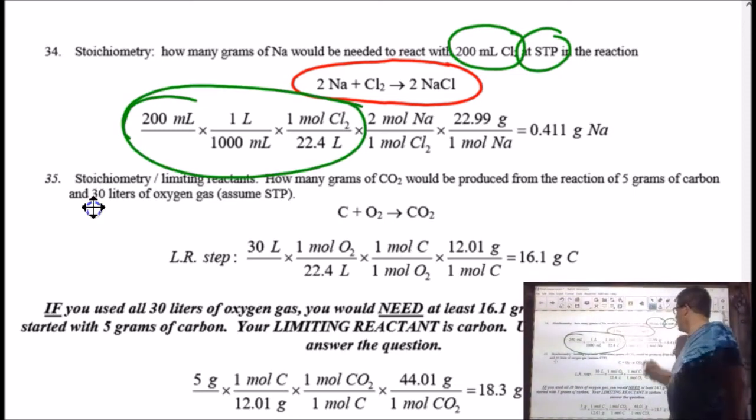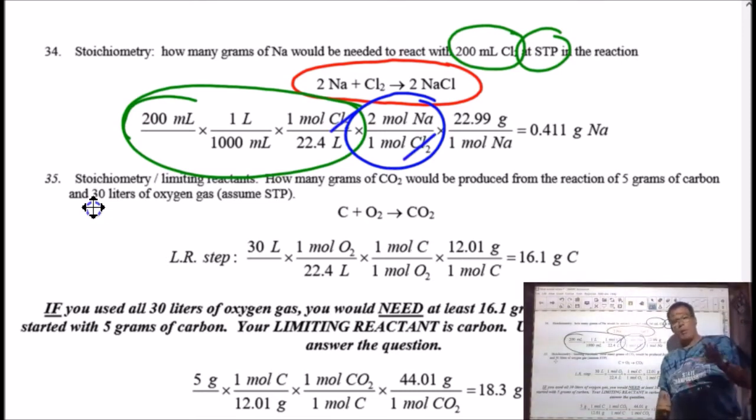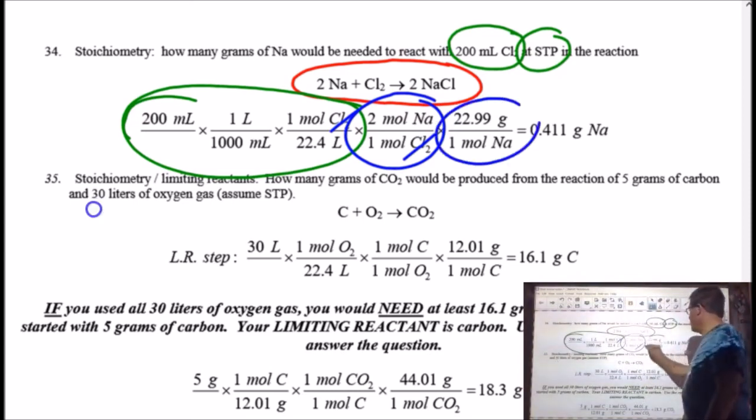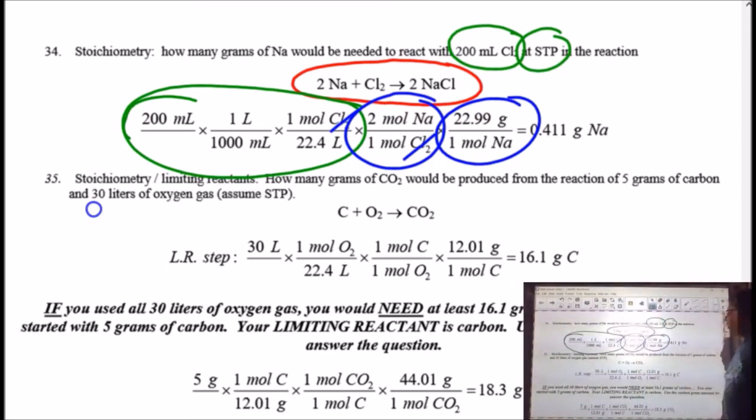Step three, use the mole ratio. What that means is I started with chlorine, now I need to cancel the chlorine out to get to sodium. Not a limiting reactant problem because we only have one amount given to us. And then the last step, step four, change to the desired unit. In this case, the problem wants it in grams, so make sure you convert it to grams.